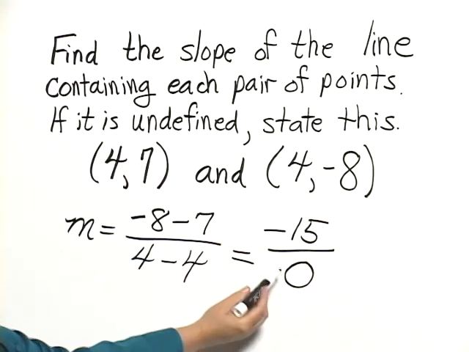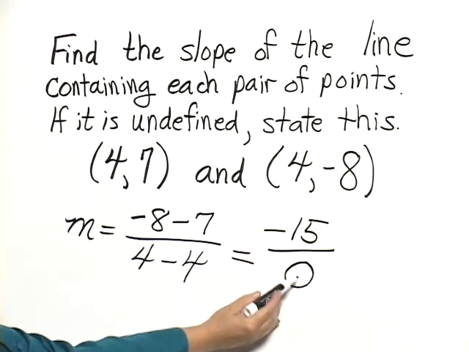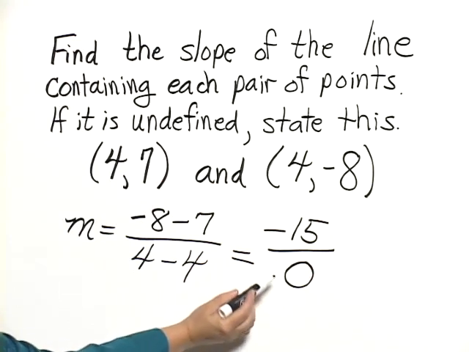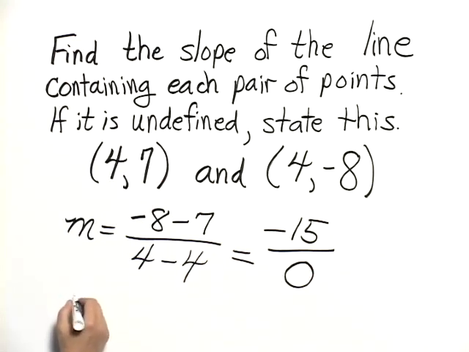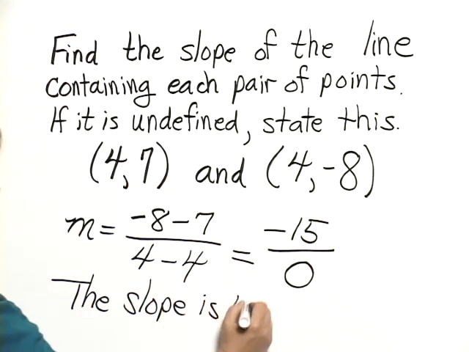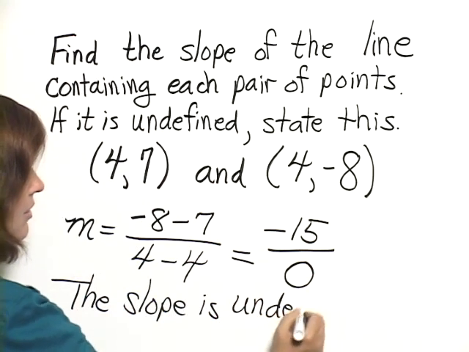Now remember what this means. This means -15 divided by 0. Division by 0 is undefined. If your denominator is 0, then you have to say that the slope is undefined. And remember, that's when you have a denominator of 0.